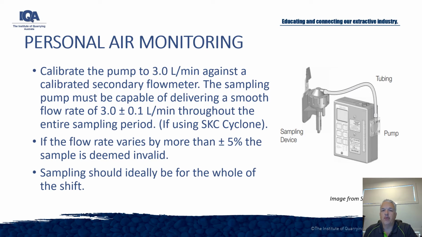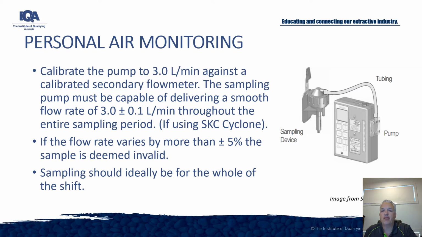So with your personal air monitoring setup, you've got a pump that's capable of running at 3 litres per minute. You've got tubing, then you've got your cyclone. In this instance, we've got a SKC cyclone. In the cyclone, you'll have another cassette with the appropriate filter inside there. It's important that the tubing's put on correctly. We've seen a lot of times where people put the tubing on backwards, so just make sure that the setup is as per the diagram on the right hand side.